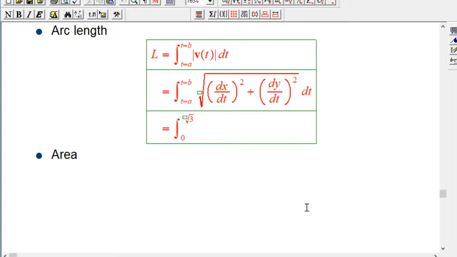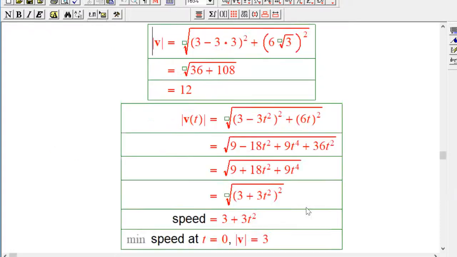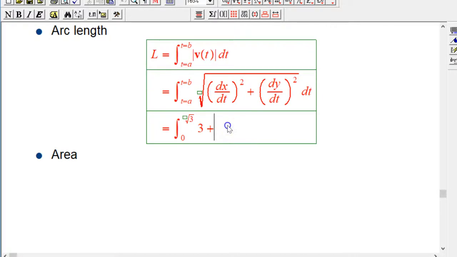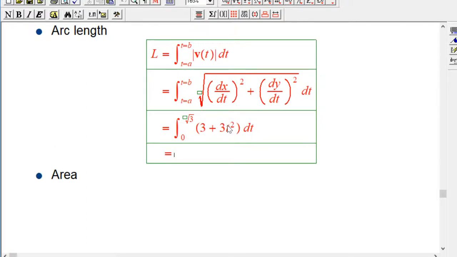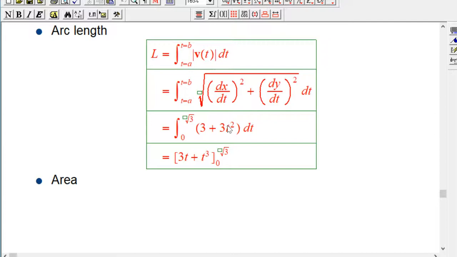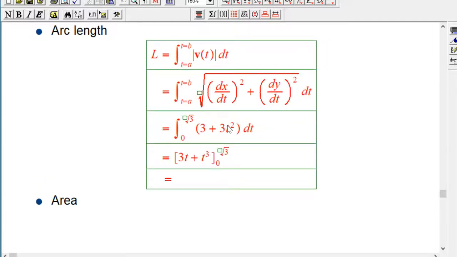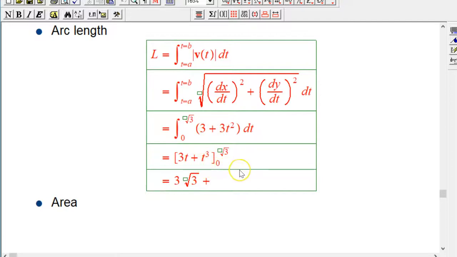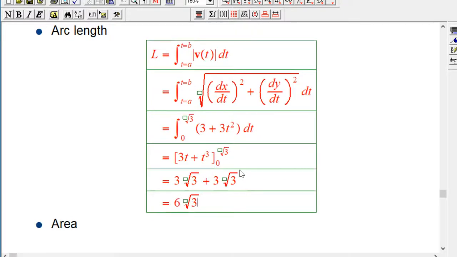which was t equals 0 to t equals root 3. And 3 plus 3t squared, I just want to make sure I get it right. 3 plus 3t squared dt. Oh, that's easy. That is equal to 3t plus t cubed from 0 to root 3. And that's 3 root 3 plus root 3 cubed, which is also 3 root 3. Oh, nice. And so that's 6 root 3.